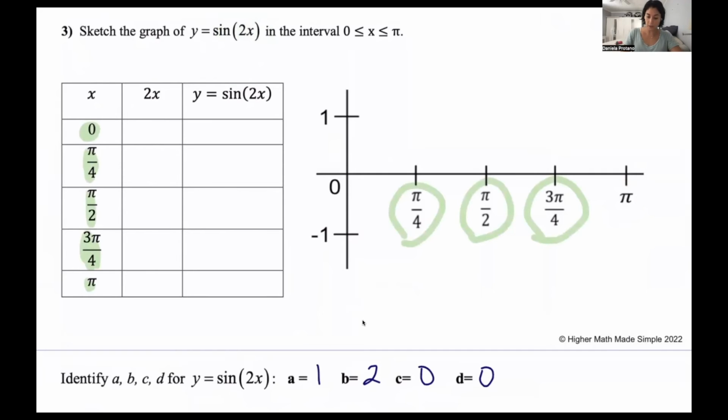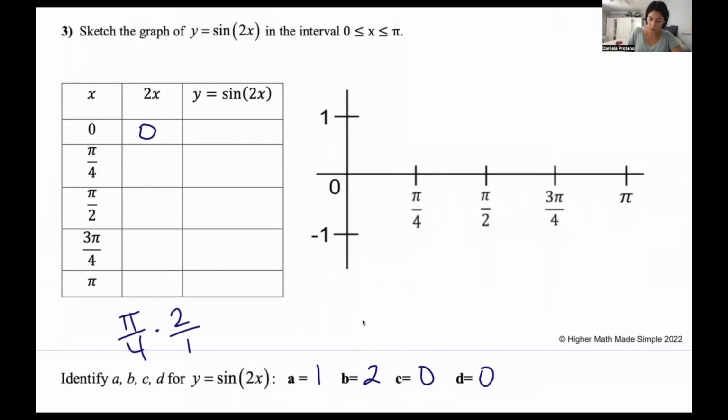So first we're going to double it because that's what's in the equation. So 0 times 2 is 0. Pi over 4 times 2 is going to be, right, so times 2 over 1. So that's going to be 2 pi over 4. So that's going to be pi over 2.